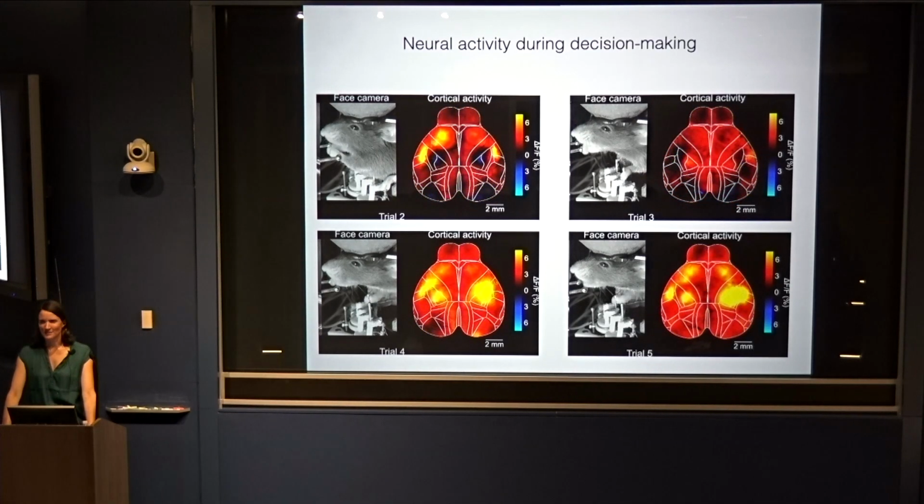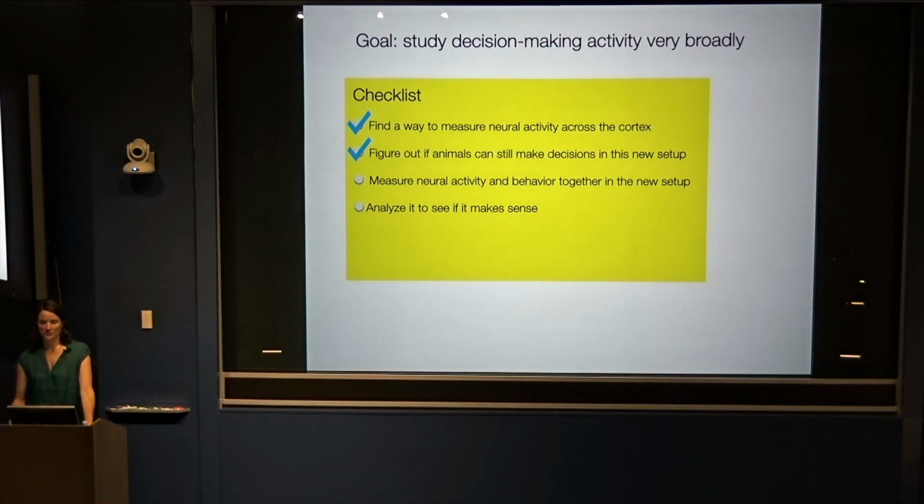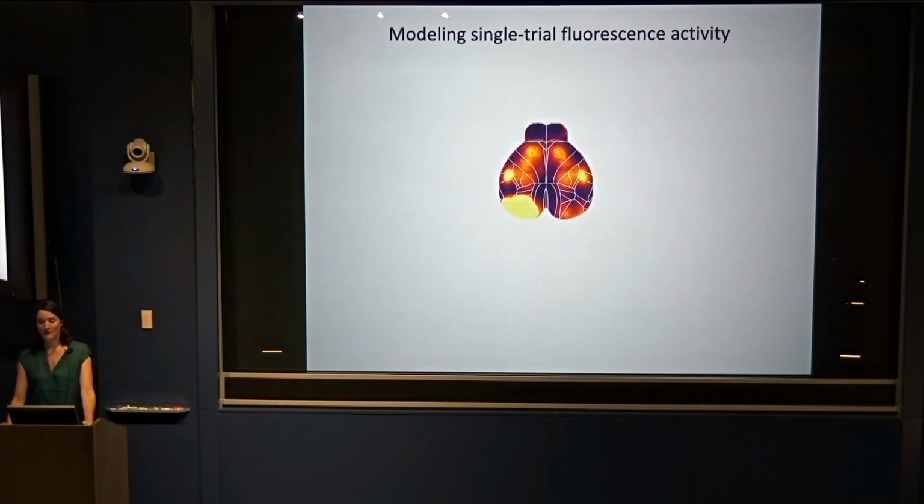So these were the 2 things that really stood out to us when we looked at this raw data: that the activity was very widespread and also that it was highly variable trial to trial. So returning to the checklist, we were able to measure neural activity and behavior together in the same setup, but we really needed to see whether or not it made any sense. So to do this, our goal was as follows.